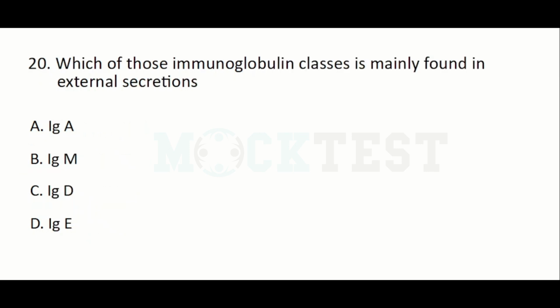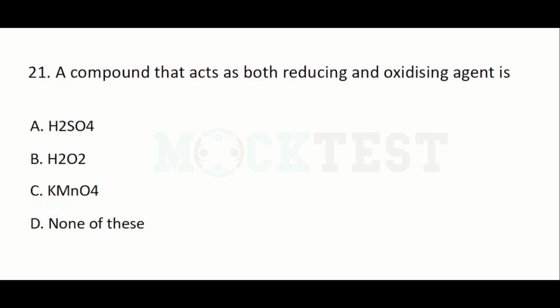Next, which of those immunoglobulin classes is mainly found in external secretions? Option A, IgA. Option B, IgM. Option C, IgD. Option D, IgE. The answer is option A, IgA.